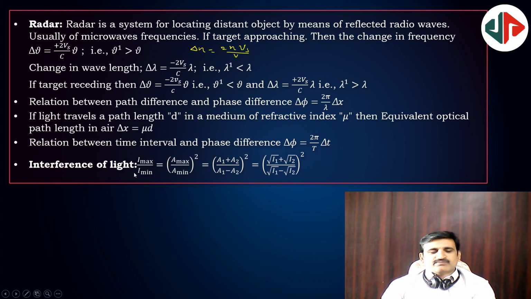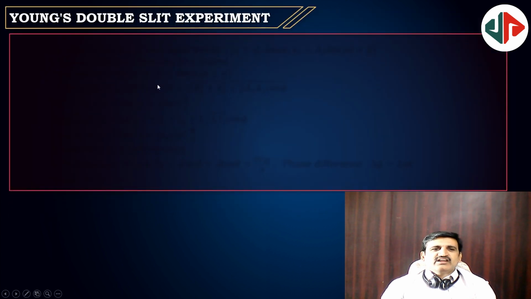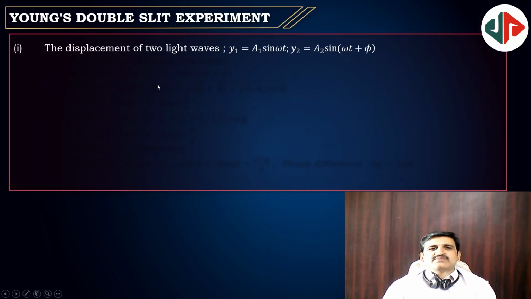Interference of light. I maximum by I minimum is equal to A max by A min whole square. Amplitude square always will give you intensity. So A1 plus A2 by A1 minus A2 whole square, or root I1 plus root I2 by root I1 minus root I2 whole square. Young's double slit experiment. The displacement of two light waves: y1 is equal to A1 sin omega t, y2 equal to A2 sin omega t plus phi.